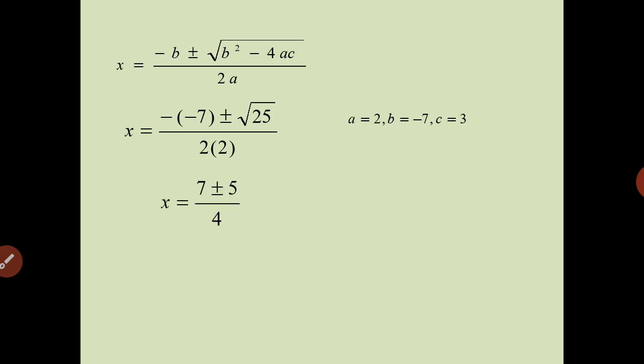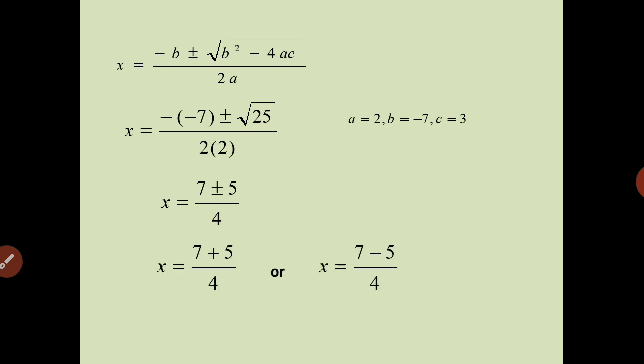Solve it. Root 25 is 5. Now children, the answer here is x equal to 7 plus minus 5 upon 4. It means there are two values: 7 plus 5 upon 4 and 7 minus 5 upon 4. Both plus and minus are to be considered.